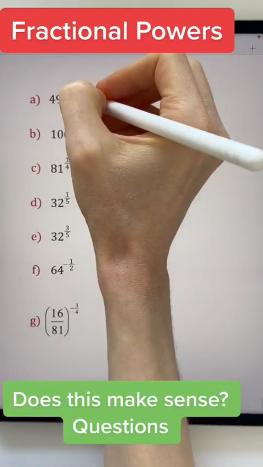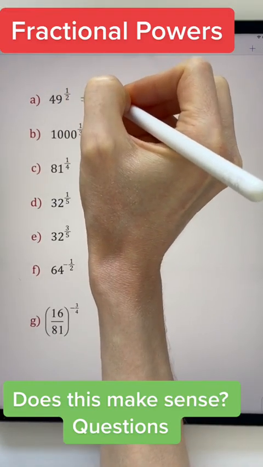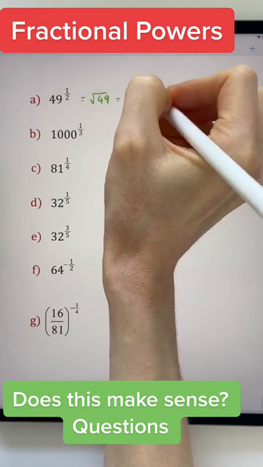We should know that a power of a half means the square root at the base. In this case, the square root of 49 is simply 7.